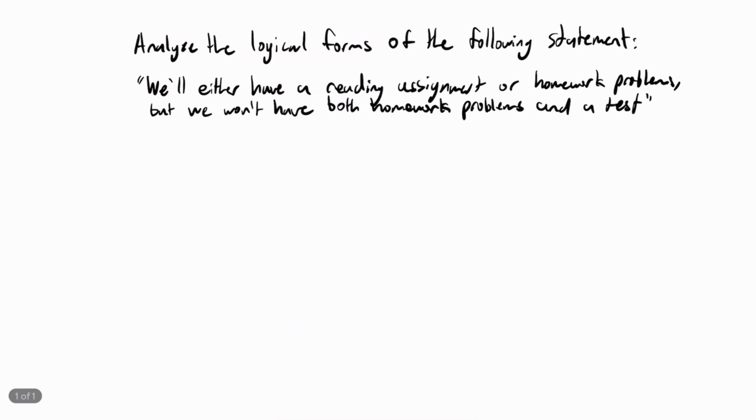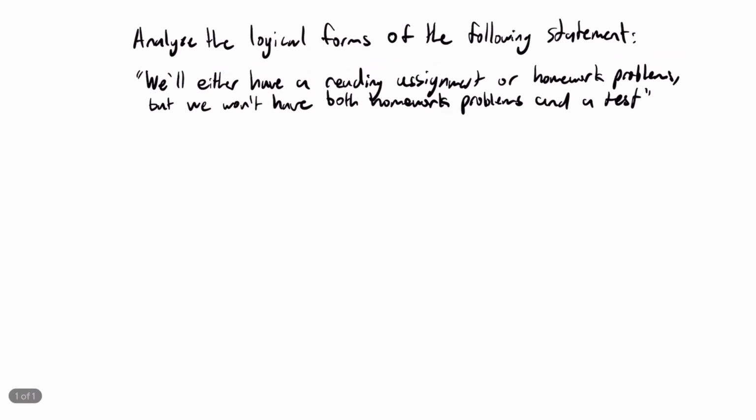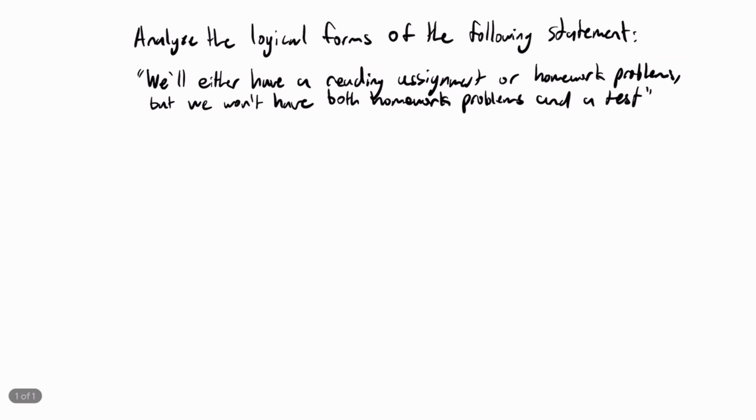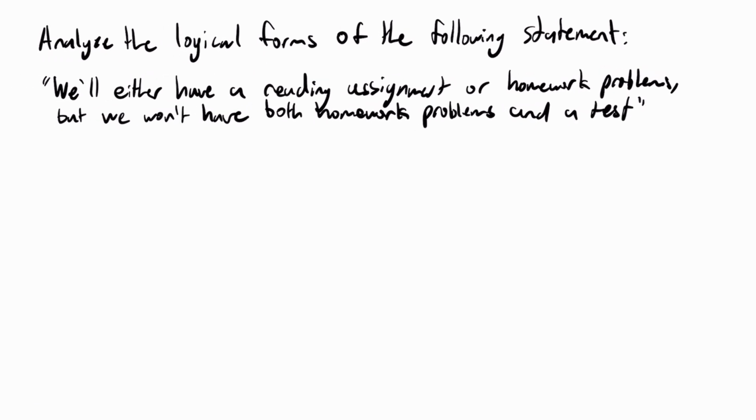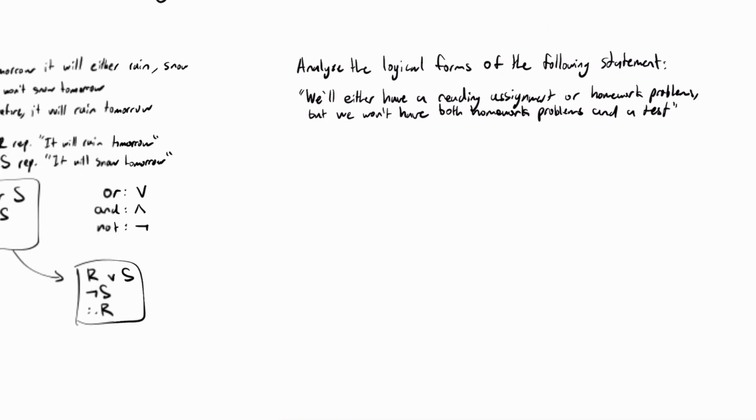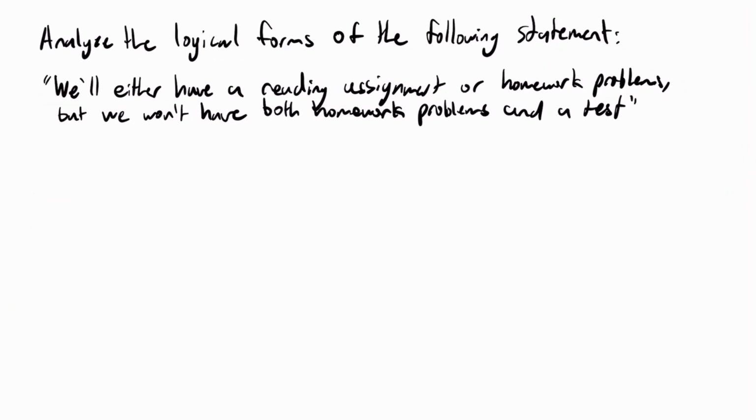Let's look at this question. Analyze a logical form of the following statement. And the statement goes, we'll have either a reading assignment or homework problems, but we won't have both homework problems and a test. This question is taken straight out of the textbook, which I will provide a link to in the description. Now, the way we want to analyze these logical forms is by first making these premises into variables. So let's see. We'll either have a reading assignment.